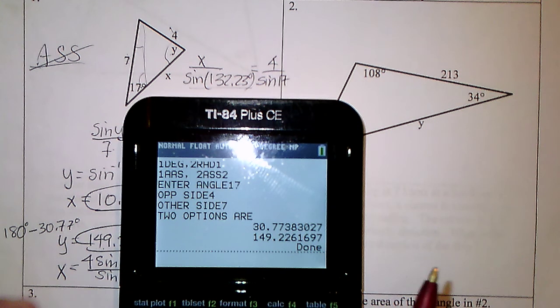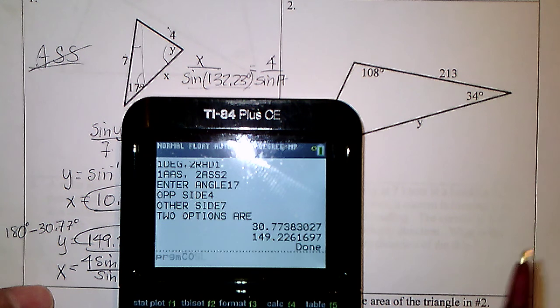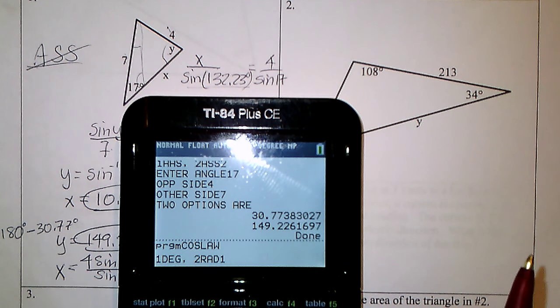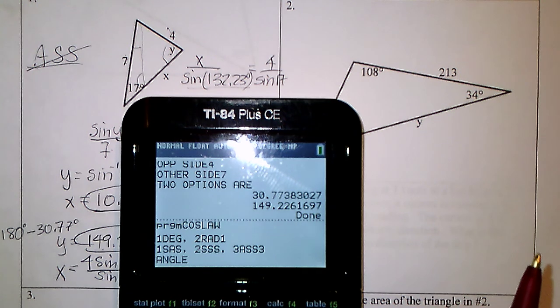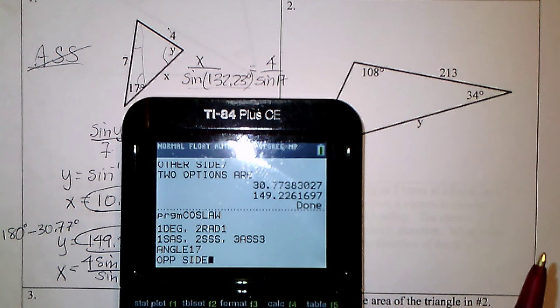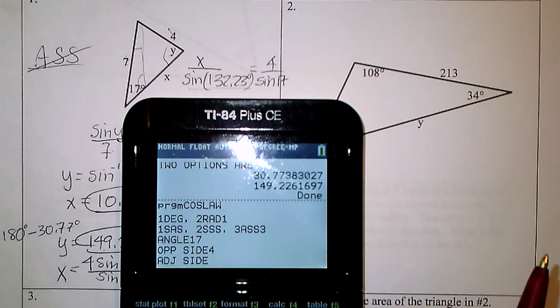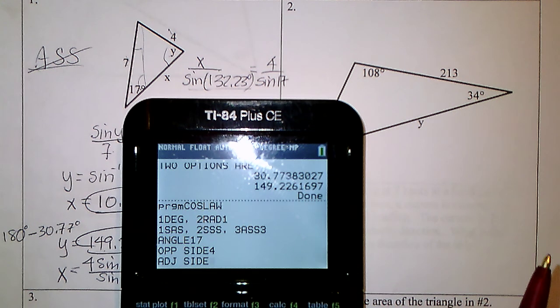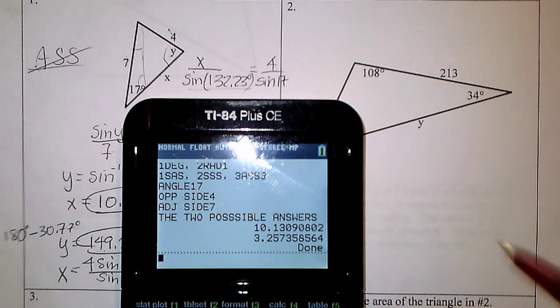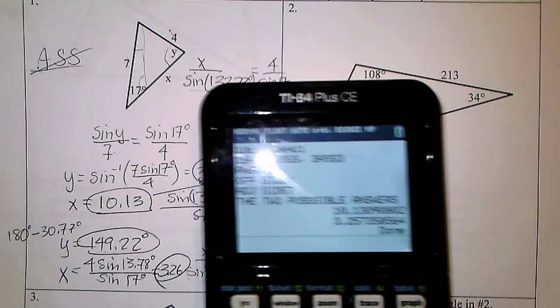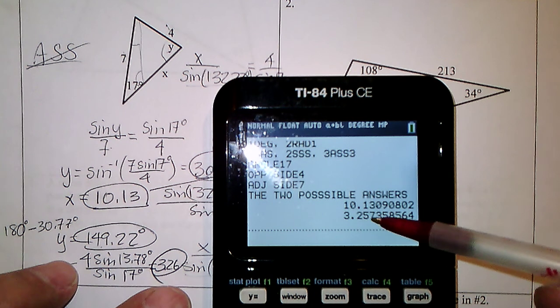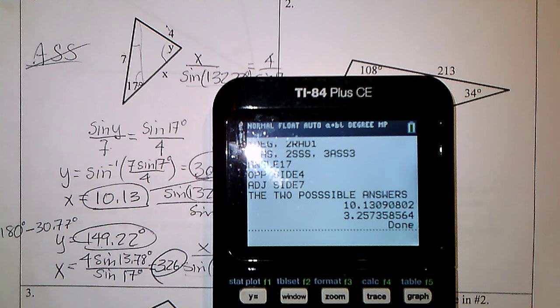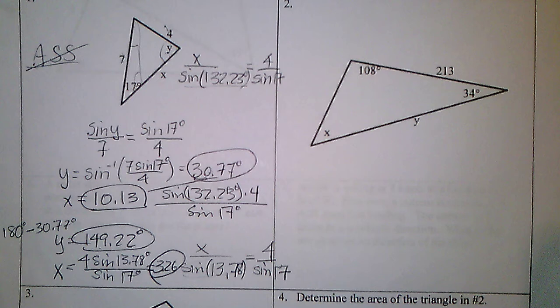And to get the sides, program cosine law, degrees, and angle side side, and the angle was 17, the side opposite was 4, and the adjacent side is 7, and it says the two sides would be 10.13 or 3.26. And that's number 1.